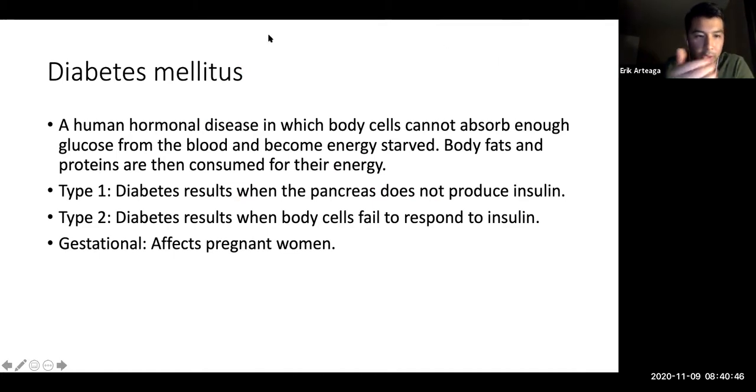in terms of the symptoms and what you would typically see. So diabetes mellitus is a human hormonal disease in which body cells cannot absorb enough glucose from the blood and become energy starved. Body fats and proteins are then consumed for their energy, okay? So think of diabetic ketoacidosis. Essentially, this is what we think of as the Atkins diet or the no carb diet, right? Again, this is pathological though. This is caused by the inability to pull in sugars or regulate sugars in the blood, right? Your body is forced to consume other sources for energy, okay?